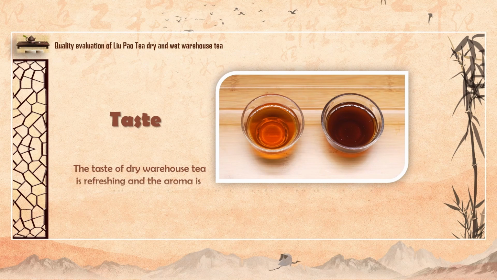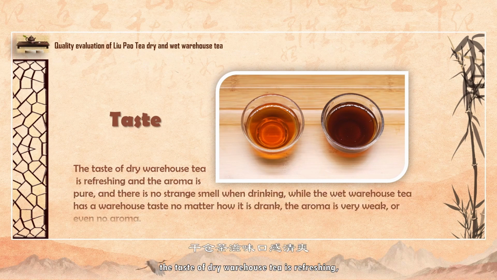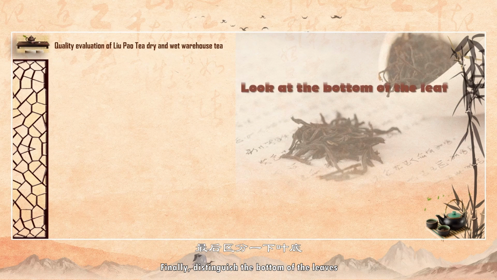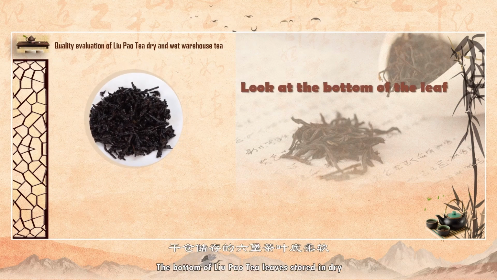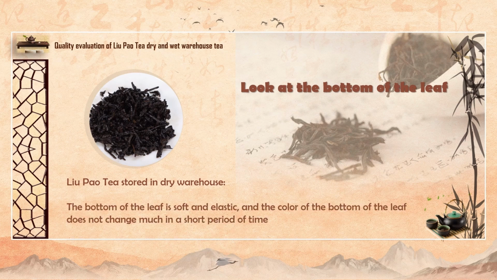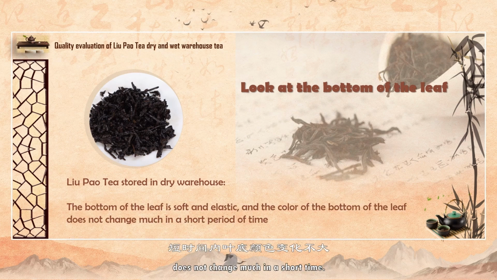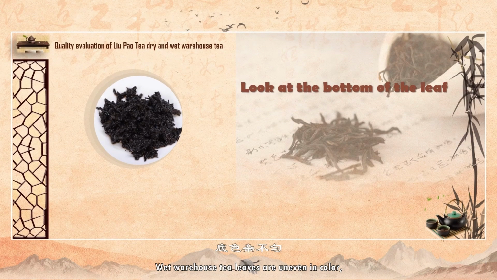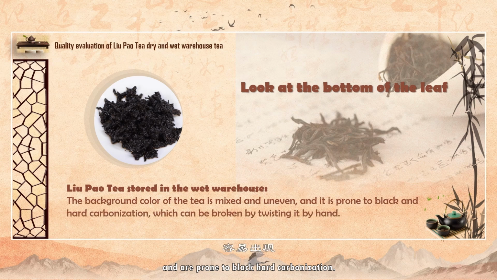When drinking tea, the taste of dry warehouse tea is refreshing. The aroma is pure and there is no strange smell. Wet warehouse tea has a warehouse smell, and the aroma is weak or even absent. Finally, distinguish the bottom of the leaves. The bottom of the Liu Pao tea leaves stored in dry warehouse is soft and elastic. The color of the bottom tea leaves does not change much in a short time. Wet warehouse tea leaves are uneven in color and are prone to black hard carbonization.